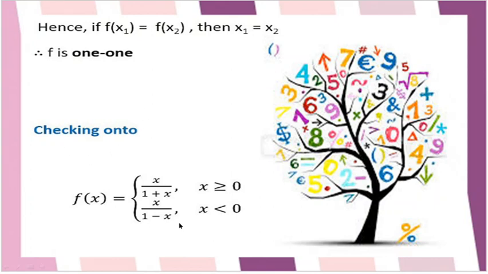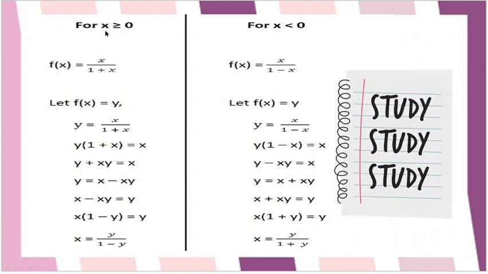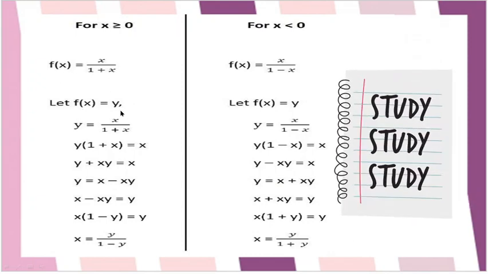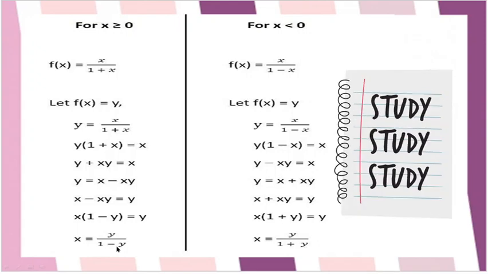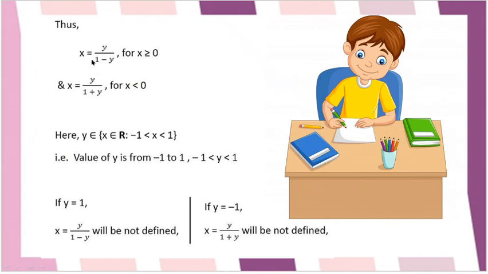Now let's check onto for this function. Again we have two cases, one when x is greater than or equal to 0, one when x is less than 0. So fx is this, same process we have to follow. We will equate it with y, assume it equal to y, then cross multiply, solve, and calculate x in terms of y. So we are getting two values for two cases. X is y upon 1 minus y whenever x is greater than or equal to 0, and x is y upon 1 plus y whenever x is less than 0.